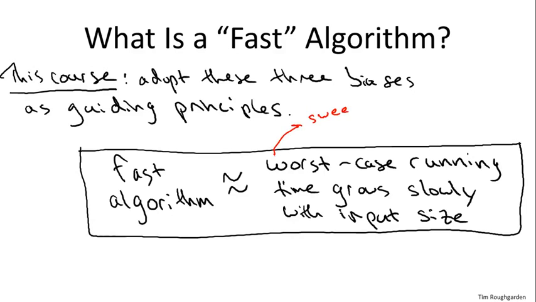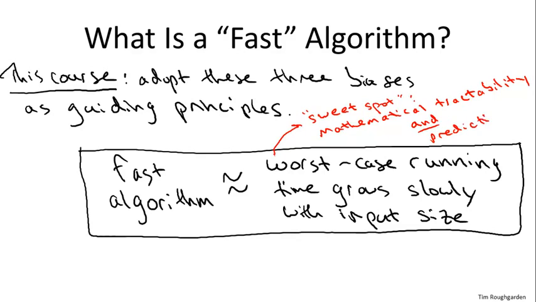Now, what would we want from a mathematical definition? We'd want a sweet spot. On the one hand, we want something we can actually reason about. This is why we zoom out and squint and ignore things like constant factors and lower order terms. We can't keep track of everything, otherwise we'd never be able to analyze anything. On the other hand, we don't want to throw out the baby with the bathwater. We want to retain predictive power. And this definition turns out, for the problems we're going to talk about in this course, to be the sweet spot for reasoning about algorithms.